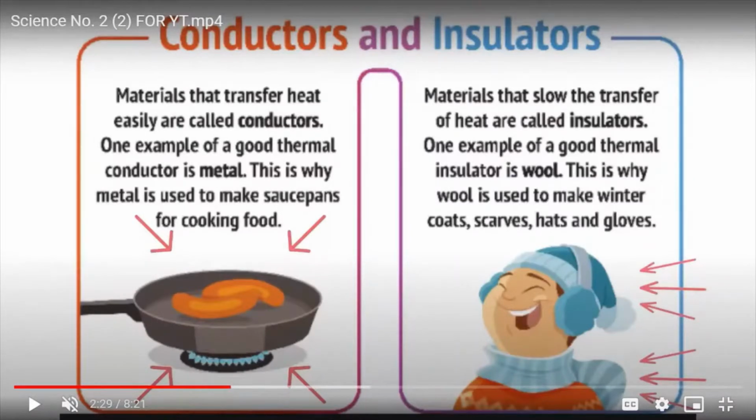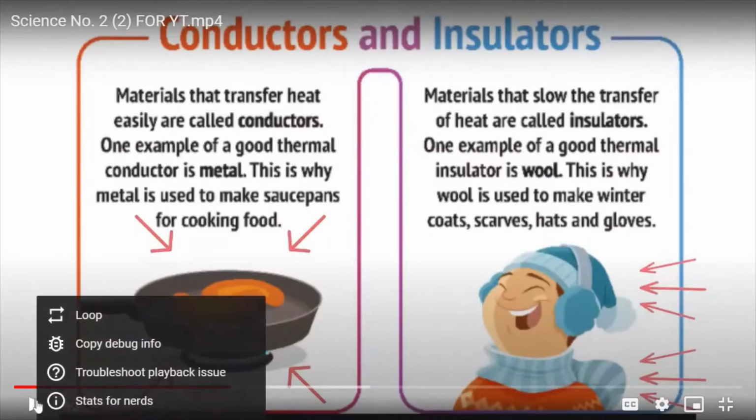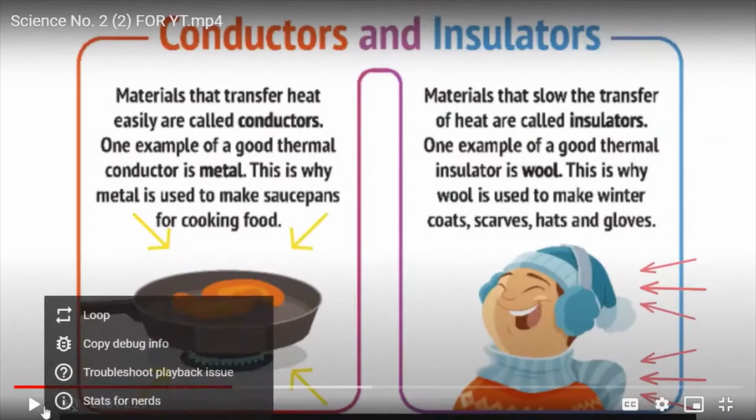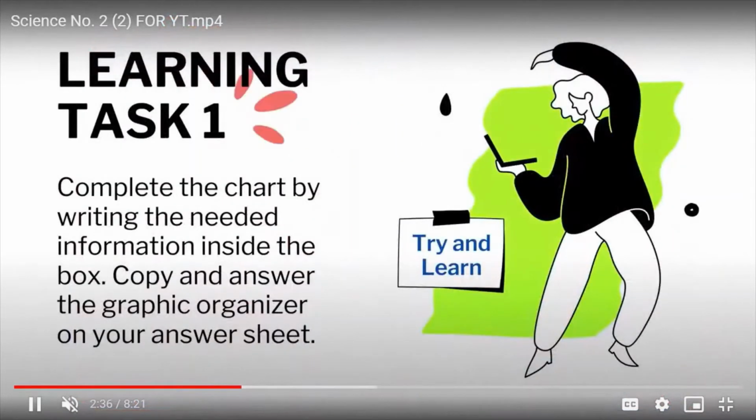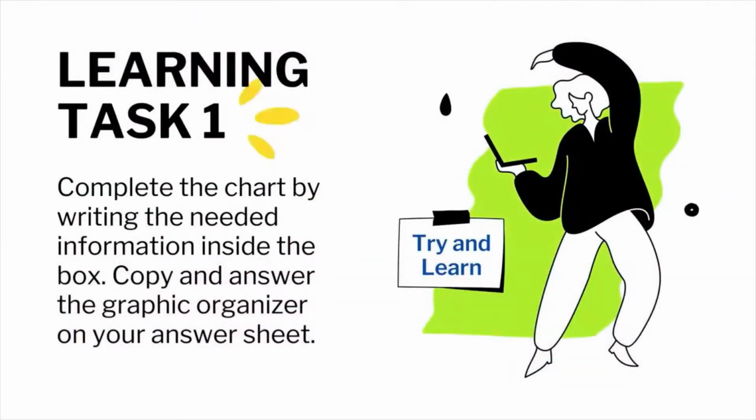However, it shows that materials that slow the transfer of heat are called insulators. By the way, one example of good thermal insulator is wool o ang ating mga tela. This is why wool is used to make winter coats, scarves, hats, and gloves. Okay, so kita naman natin ang pagkakaiba ng conductors and insulators.